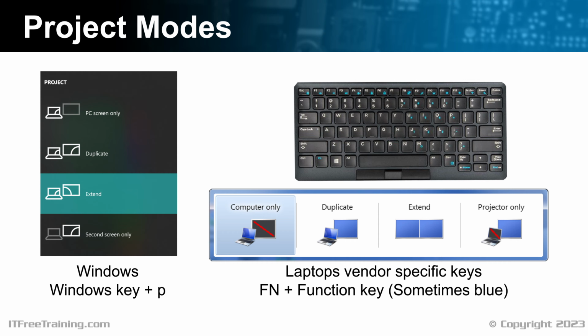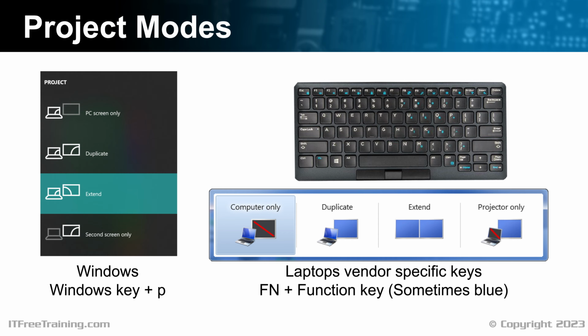On many laptops, there will be a function key that is generally next to the Windows key. To make it easier to see, it may be blue in color, which is the case on this keyboard. When you hold down the function key, generally labeled FN, this will allow other key combinations to be used. In the case of this keyboard, the function key and the F8 key will change the display settings. Different keyboards will use different key combinations.